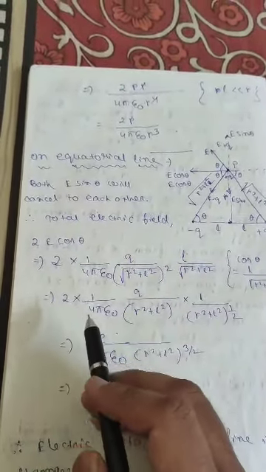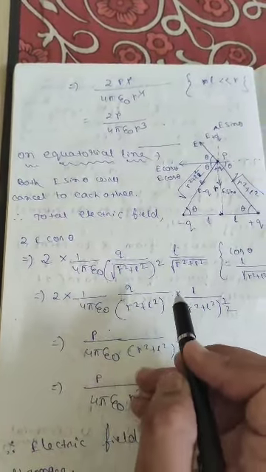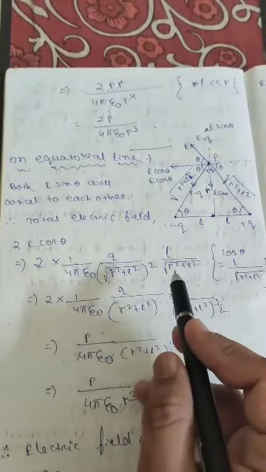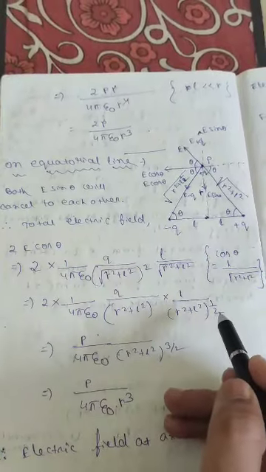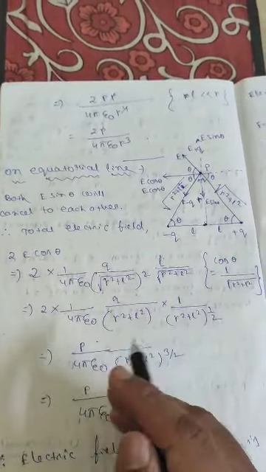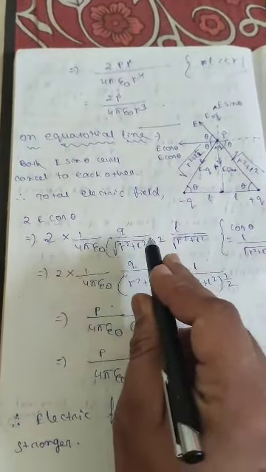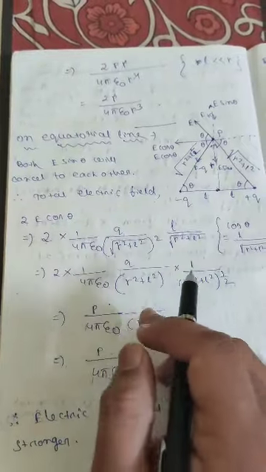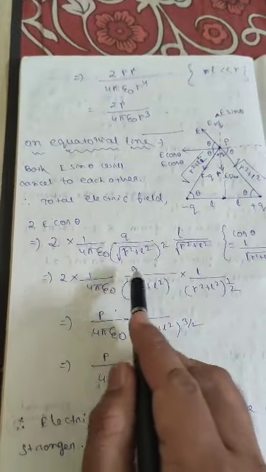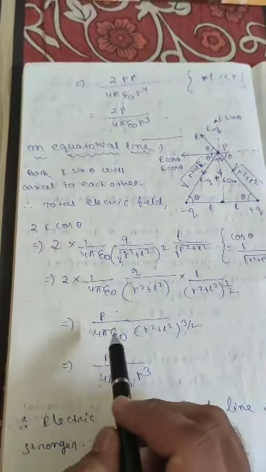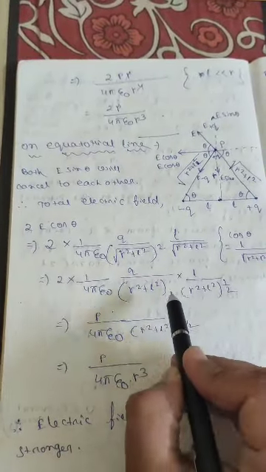This implies 2 into 1 by 4 pi epsilon naught, Q by R square plus L square, multiplied by L divided by R square plus L square whole to the power half. The root over the square cancels, so I have only written R square plus L square. What is 2 into Q into L? Obviously P. So I am getting P divided by 4 pi epsilon naught, R square plus L square.